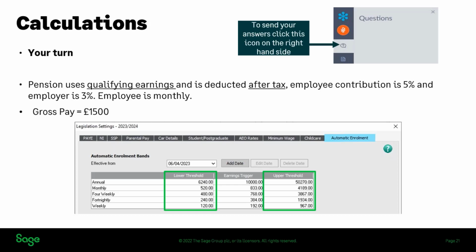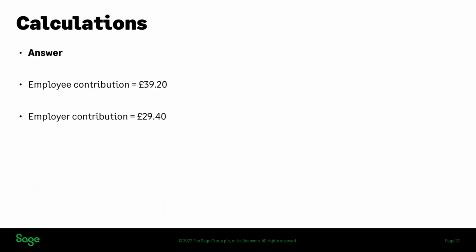Okay, thank you to everyone who has popped their answers in the questions pane. Let's go ahead and make the big reveal and give you the answers right now. I'll show you this in the program as well. So this is the answer. The employer contribution is £29.40 and the employee contribution is £39.20. So those are the answers of the actual calculation.